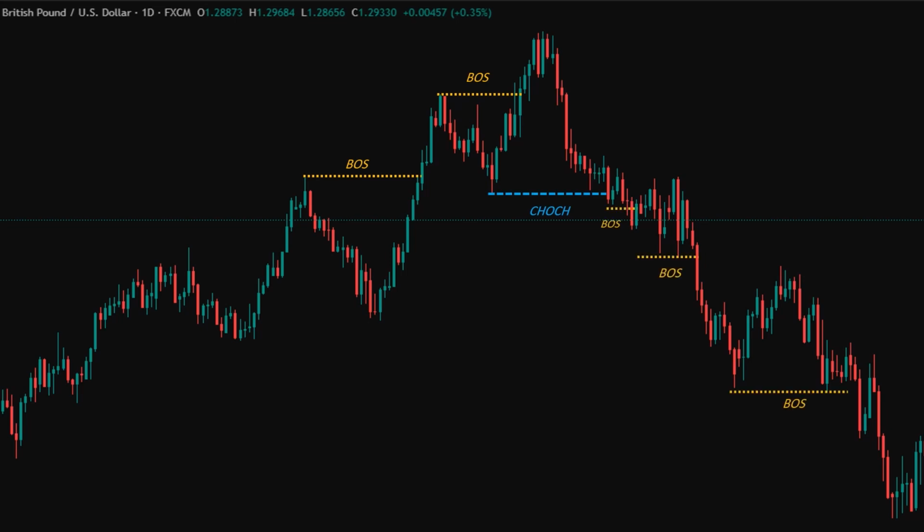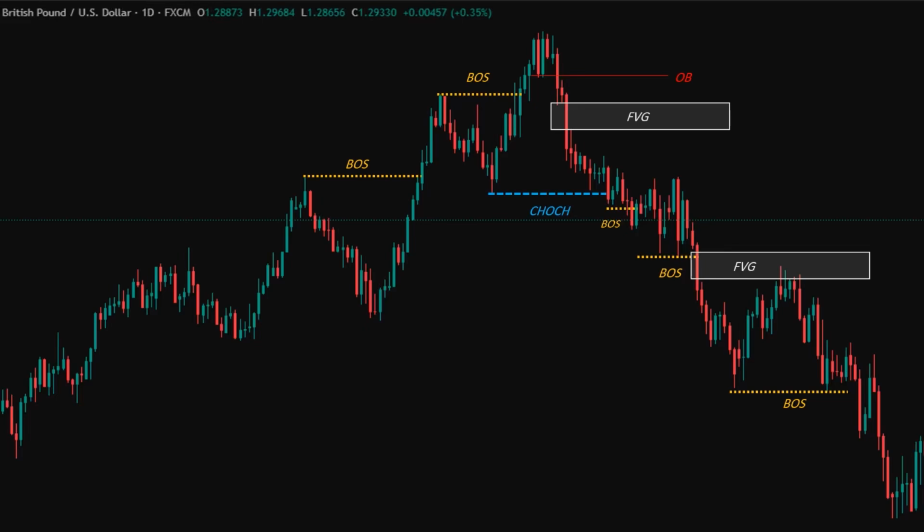After establishing the price's overall direction, look for breaks of structure. A break of structure occurs when the price surpasses a significant high or low in line with the prevailing market trend. For example, if the price closes below a major low, it signals a bearish break of structure. On the other hand, a bullish scenario is indicated when the price breaks above a major high.